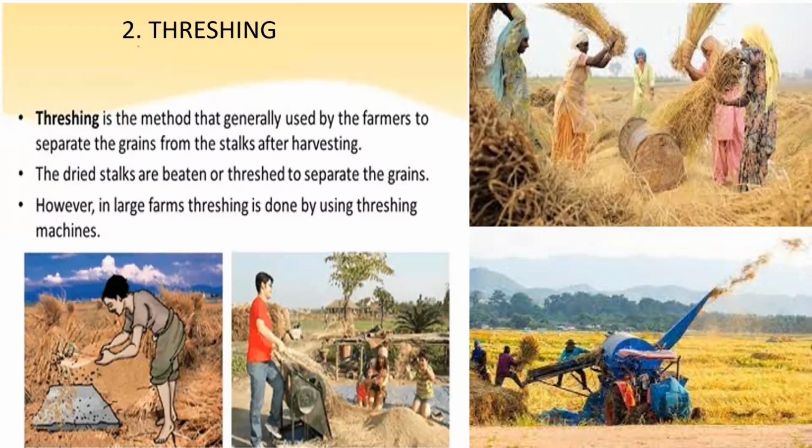Threshing is a method generally used by farmers, as you have imagined from the pictures, to separate the grains from the stalks after harvesting. The dry stalks are beaten on a hard surface to separate the grains. However, in large farms, threshing is done using threshing machines. You can see the picture of threshing machines. It would not be possible to do it with the hands in large farms, so we do it with the threshing machine.